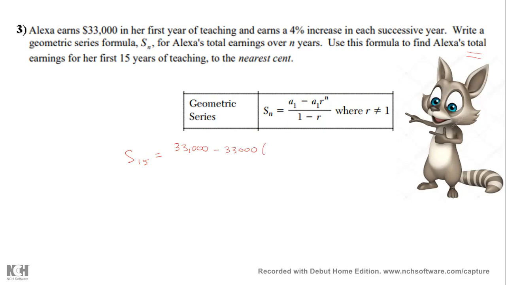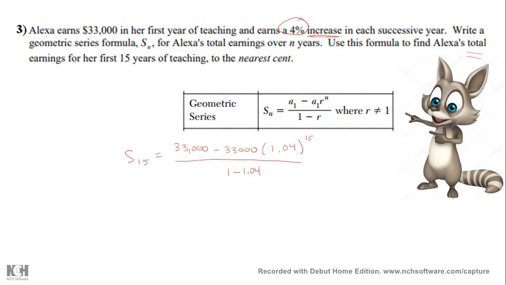Now remember, the R value is the rate. The rate is 4%, but it's an increase. So since it's an increase, we have to add it to 1. So it's 1.04, our rate of change. And then raised to the 15th power, that's my n, over 1 minus 1.04.